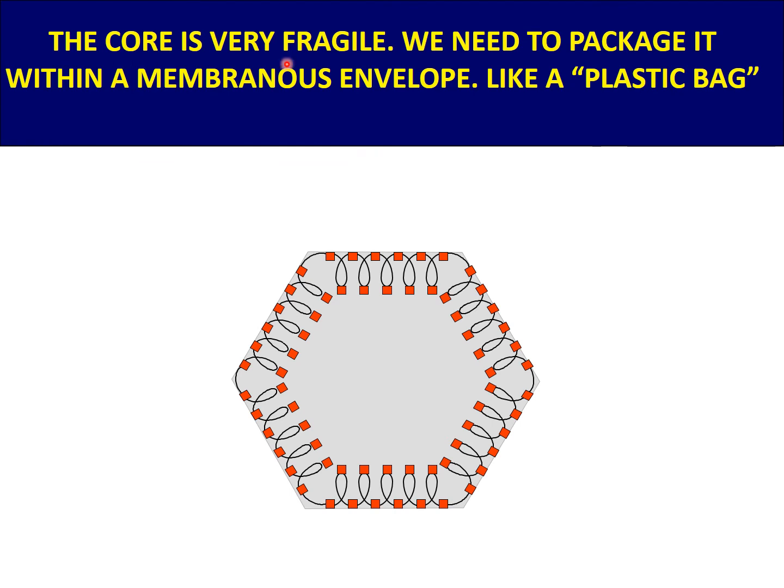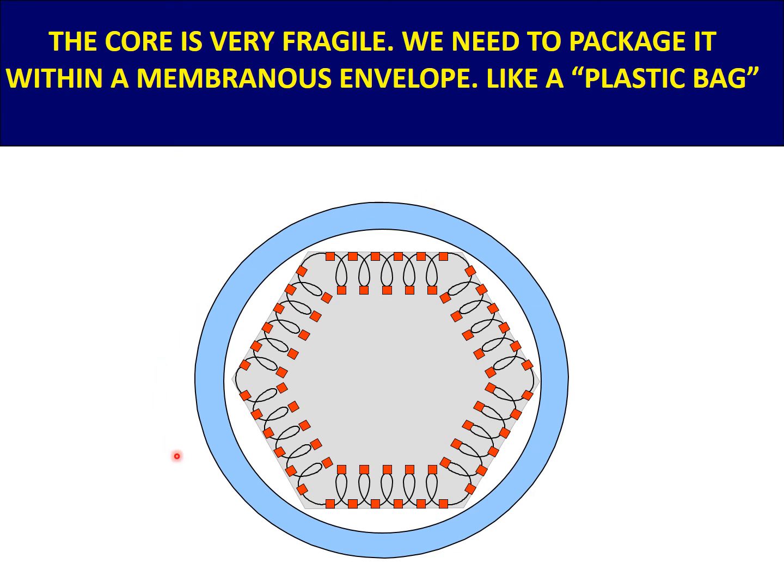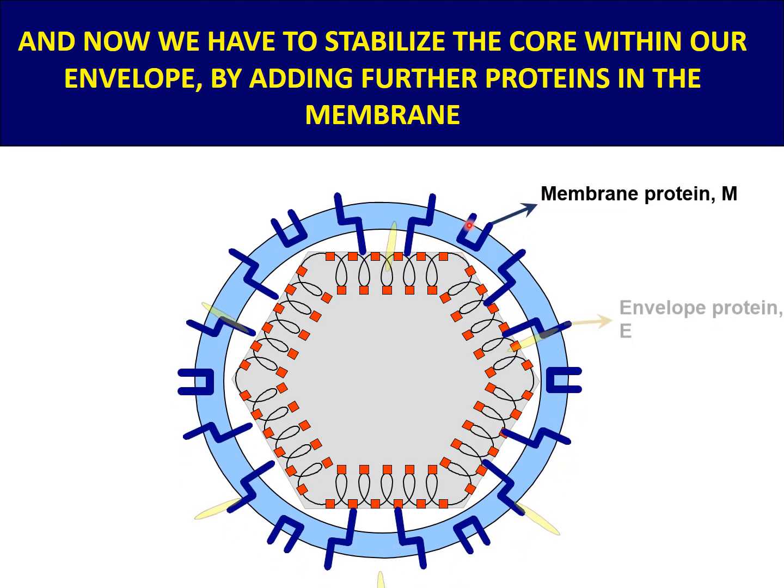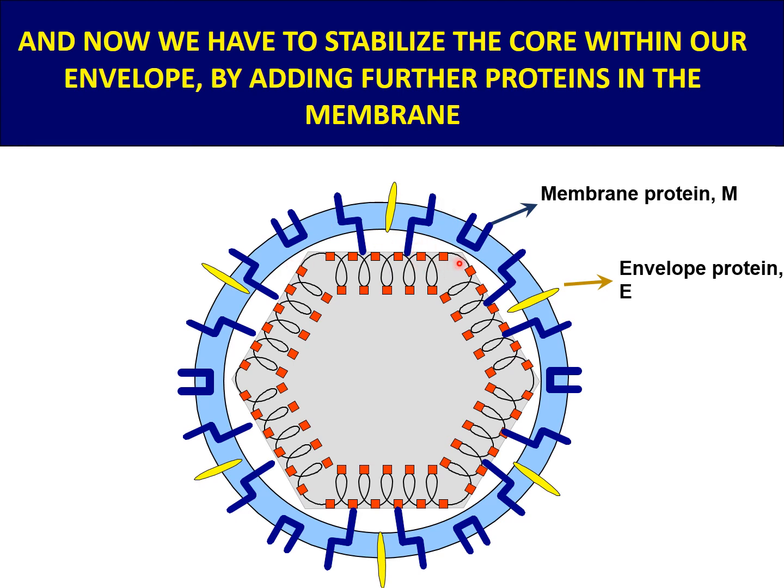The core in these conditions is still very fragile. So the virus packages this core within a membranous envelope, like a kind of plastic bag here. And this envelope comes from the cell's endoplasmic reticulum and Golgi. Now that we have the core inside the viral envelope, we need to add further proteins in the membrane, such as the membrane protein here and the envelope protein over there. And these proteins stabilize the structure of the internal core of the coronavirus within the viral envelope.